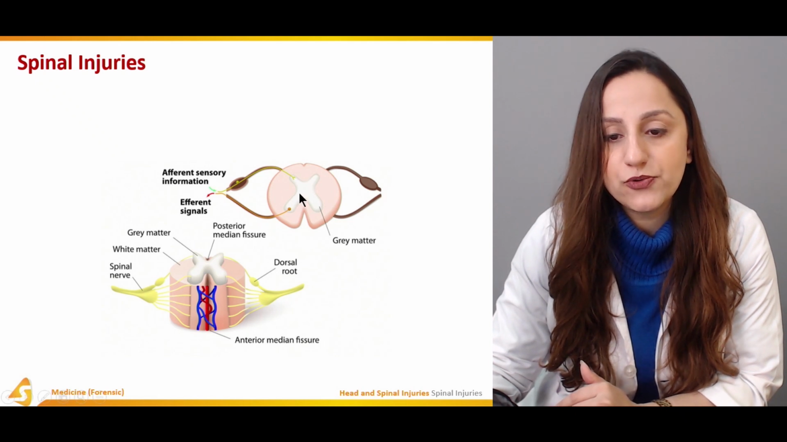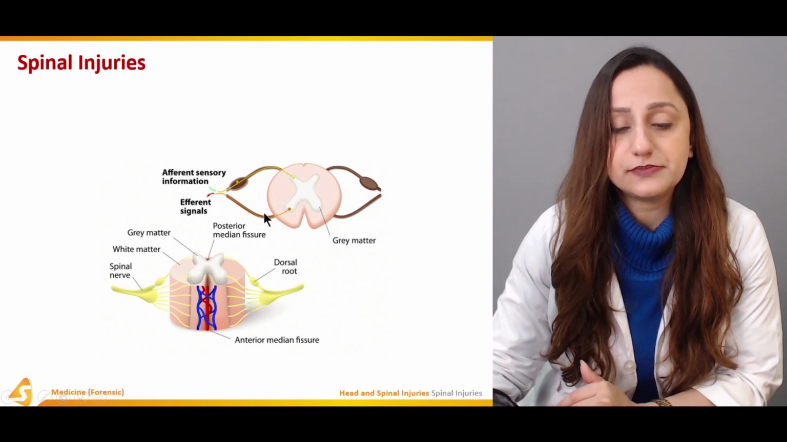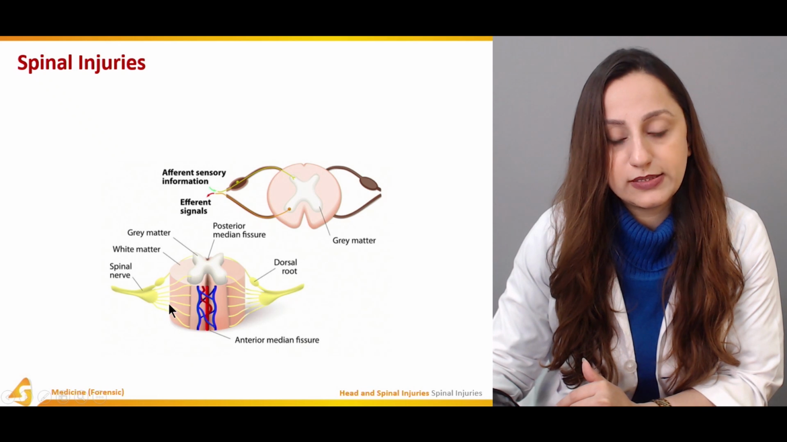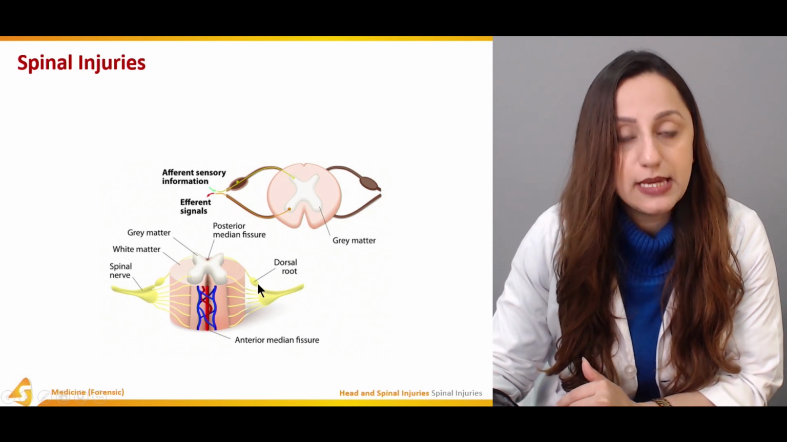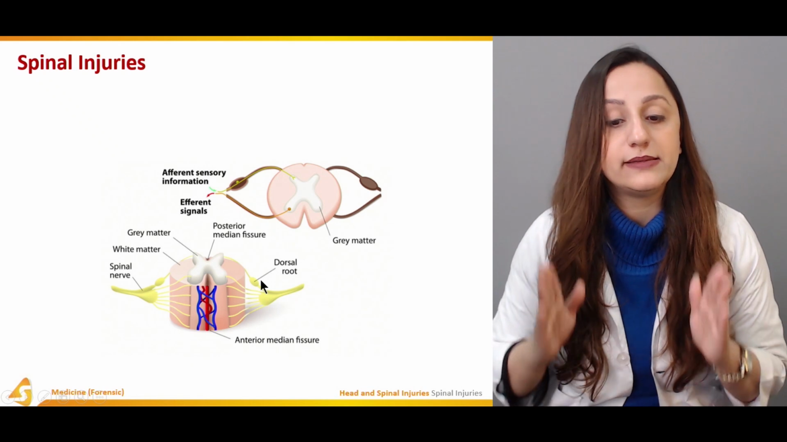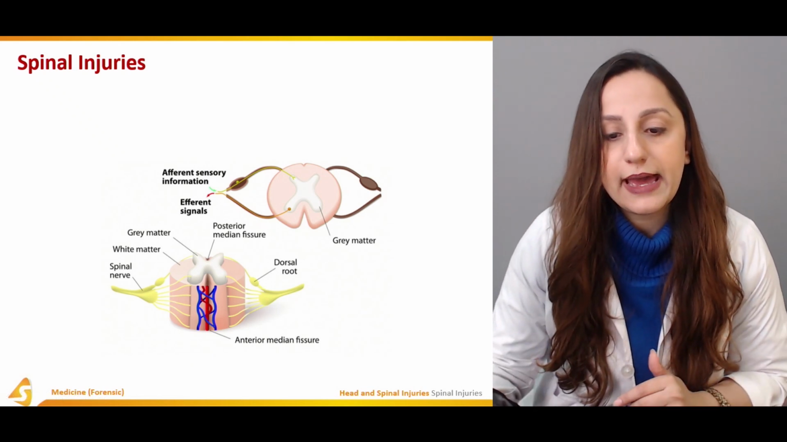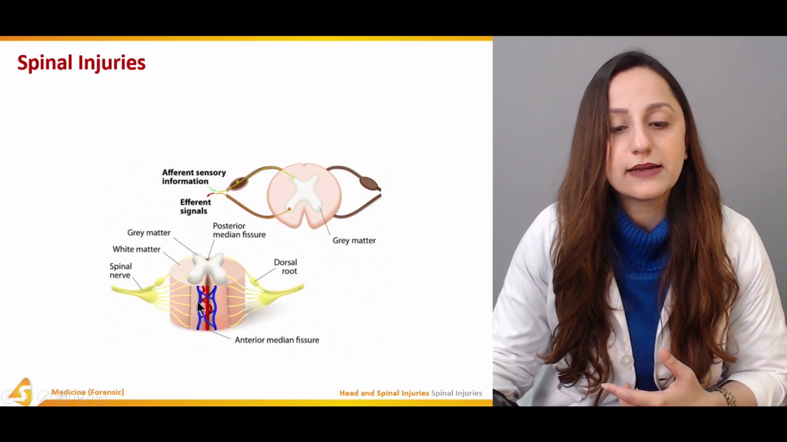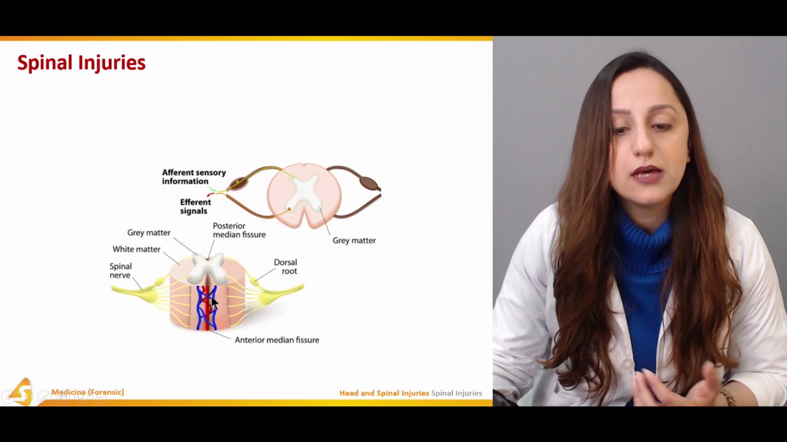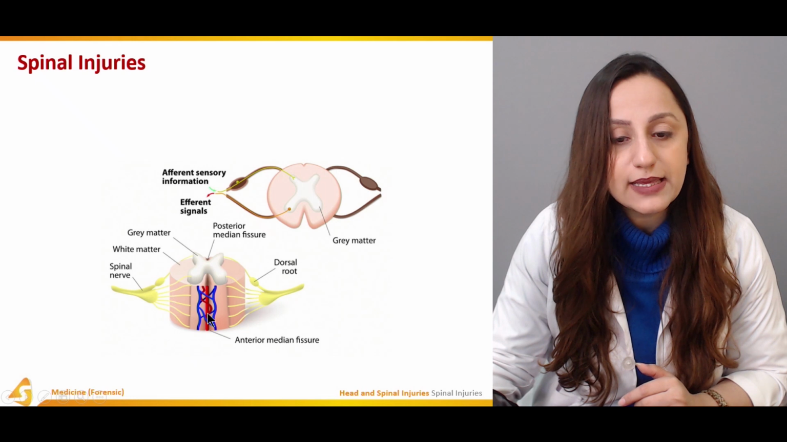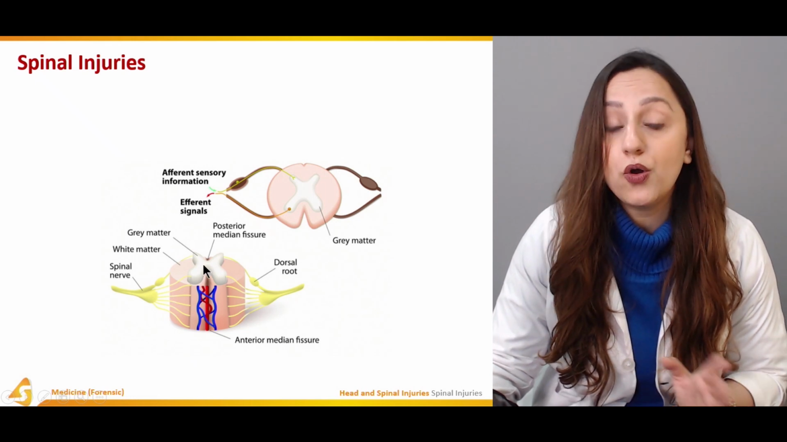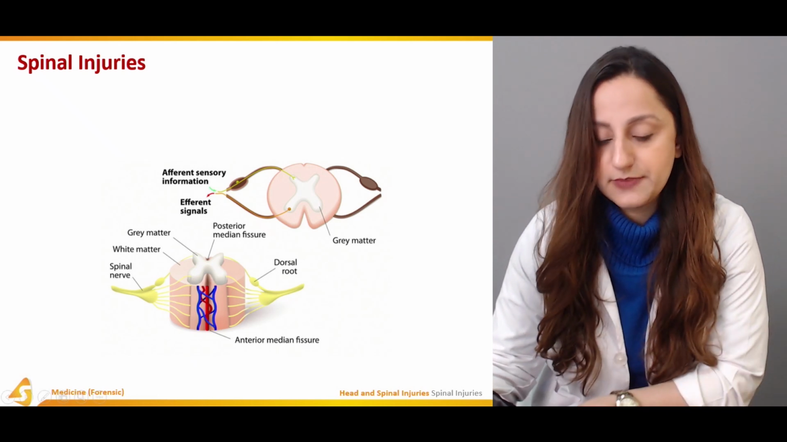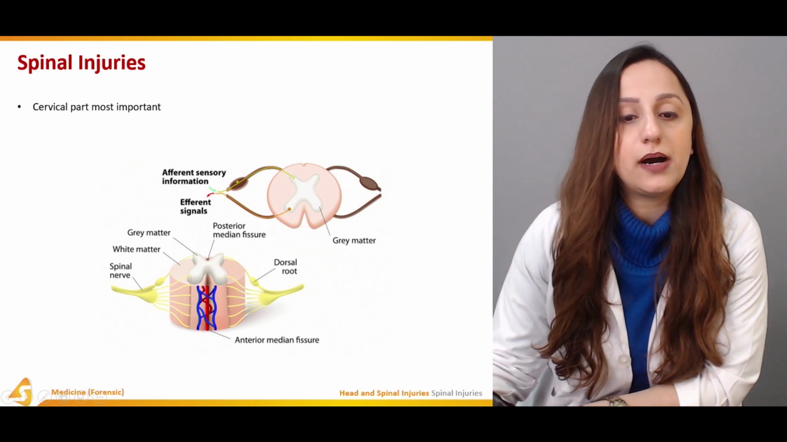So here we have the gray matter, then we have the white matter over here. In this diagram, you can see the spinal nerves on this side, and then we have the dorsal root column, which lies on the lateral surfaces of the spinal cord. And then over here, we have the anterior median fissure, which carries all these arteries and veins. So these nerves, these arteries and veins, and this gray and white matter are all at stake whenever there is a trauma to the spine. So this is the mainstay of that, and the cervical part is most important.